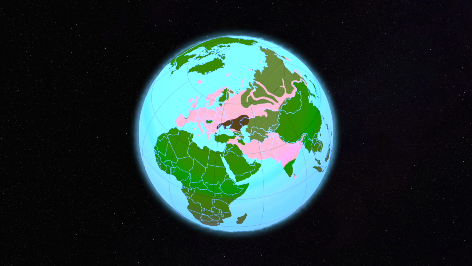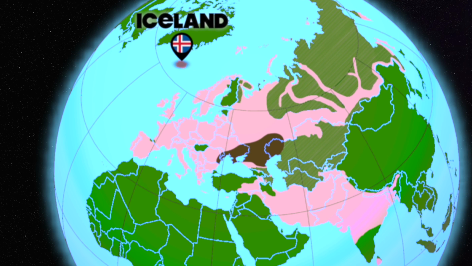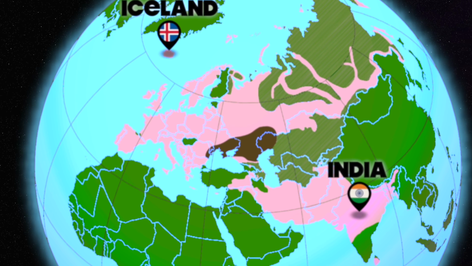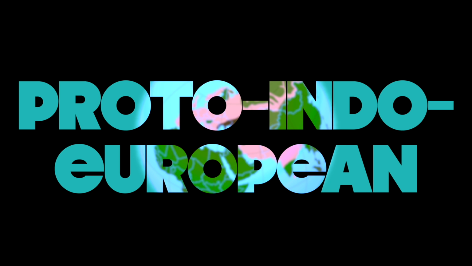Just look at this map. Languages that developed as far west as in Iceland and as far east as in India are thought to share a single common ancestor. And that ancestor is known as Proto-Indo-European.